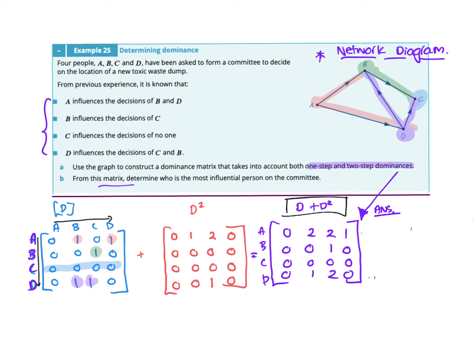So then we could tally it up, and A had 5, B equaled 1, C equaled 0, and D equaled 3. So we saw, even though in the beginning we saw that in the dominance both A and D had the same amount of direct dominance, if you take into account 1 and 2 step, A is the most dominant person there, having the most influence.